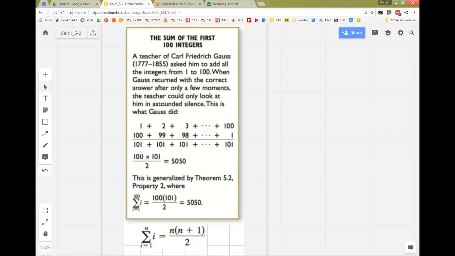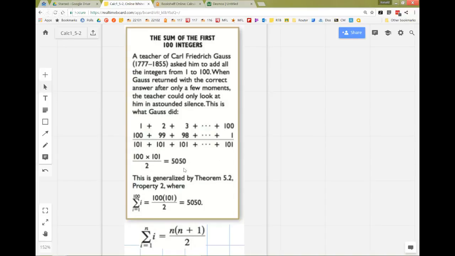And he realized that when you added up each of these columns, you always got 101. 100 plus 1, 2 plus 99, 3. So he said, all I got to do is take 101 times how many of them there are, 100. Of course, I'm going to have 2 lists, so I got to divide it by 2.